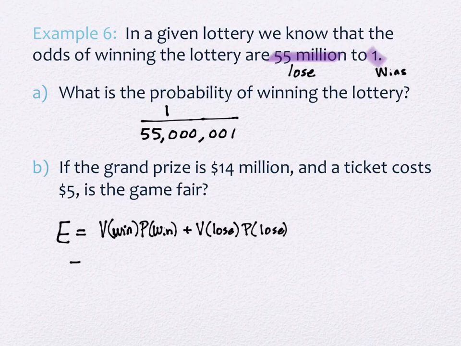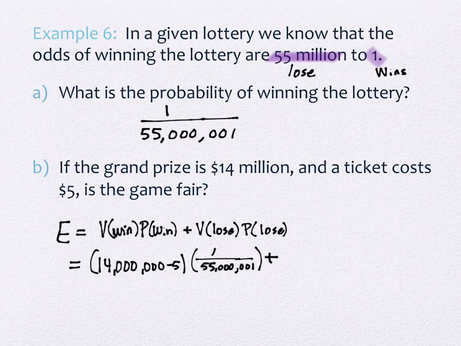Okay, so we've already said that if we win, 14 million. I'm going to actually write it in exactly the way you just said, minus 5. So it's really 13,999,995, which we'll put in a second. What's the probability that we win? Yeah, part A, right? Part A. So we have 1 out of 55 million.